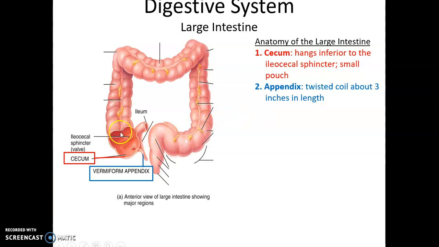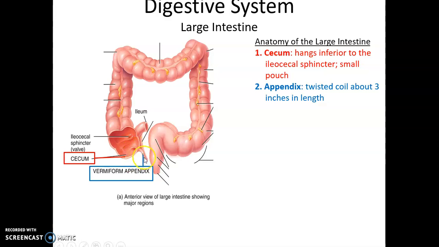The very first chamber is referred to as the cecum. So the cecum is going to receive material from the ileum of the small intestine. So the ileocecal sphincter, ileo for ileum, cecal for cecum, opens and allows the contents of the ileum to enter the cecum. At this point, the material is referred to as feces.